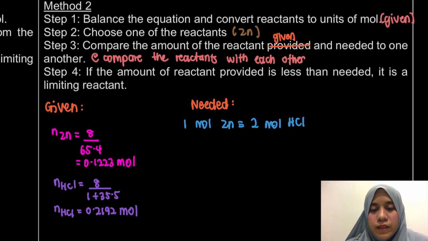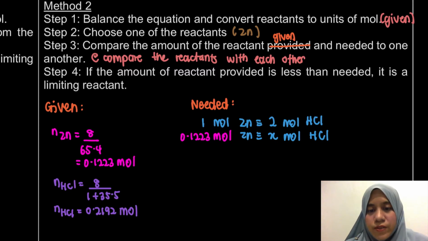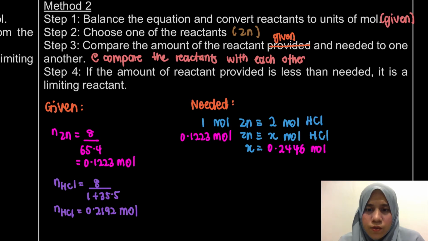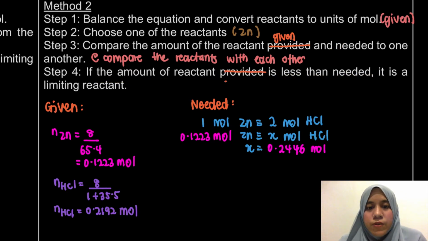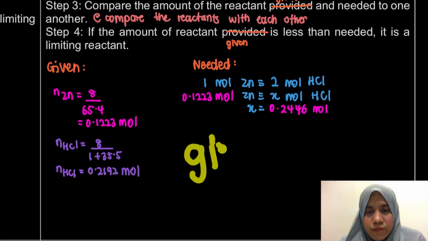Okay, so kita tahu 1 mole of zinc ni adalah sama. Kita ambil pada yang given tadi. Sebab kita dah pilih zinc kan? Okay, equal to X mole of HCl. So, what is X? So, we're going to do the cross multiplication. So, X kita akan dapat 0.2446 mole. Okay, so, yang ini adalah amount of HCl yang kita perlukan dalam eksperimen ni. Okay, so dia kata kat sini, provided if the amount of reactant given is less than needed, it is a limiting reactant.